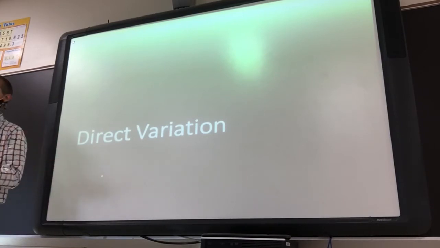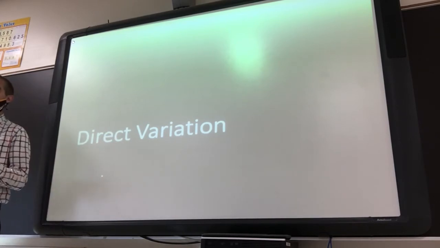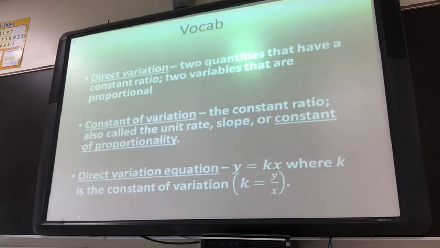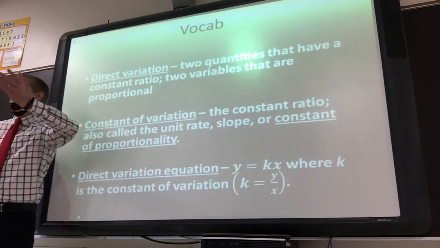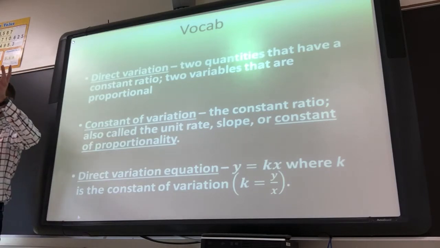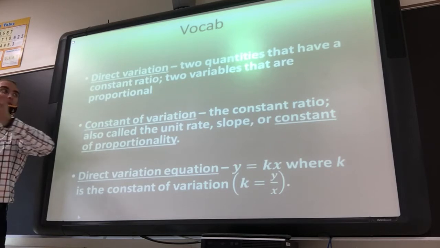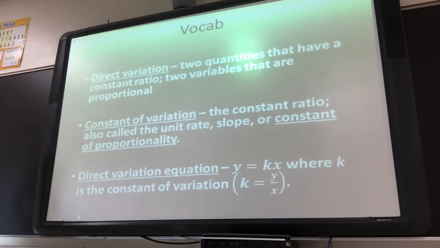And that's actually going to be pretty much the same thing. A direct variation is very similar to a constant rate of change. And so what that is when two quantities have a constant ratio or a constant rate. Well, if two things have a constant ratio, they're also proportional. And so direct variation is the same thing as proportional. It's just a different term.